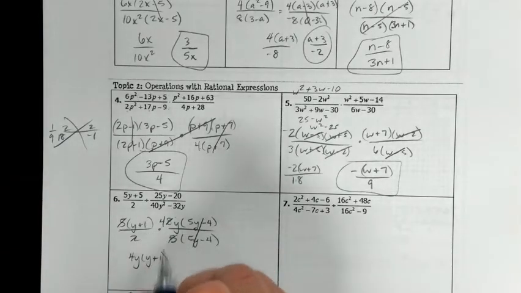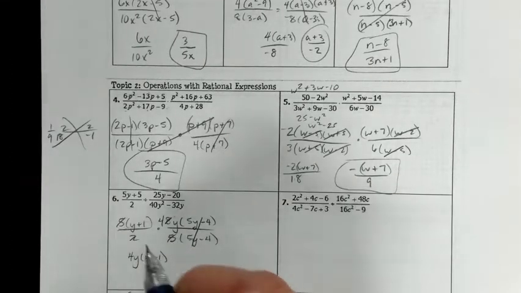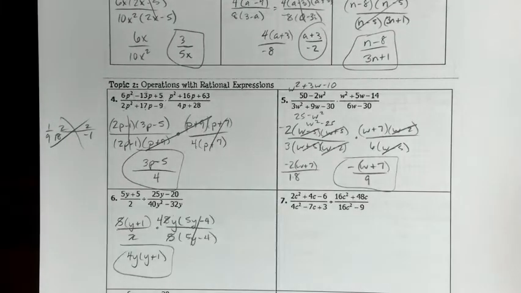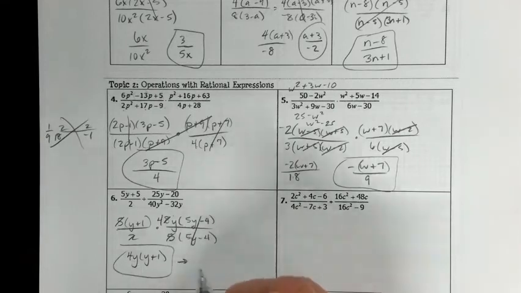2 cancel out with that. 5 cancel out with that. Yeah. Bam. There you go. Okay, I guess you could also say that is 4y squared plus 4y. Same thing.